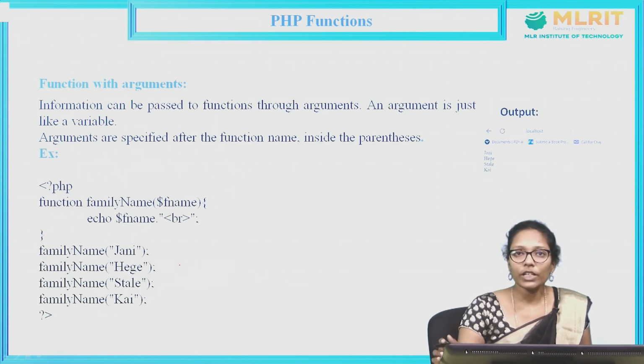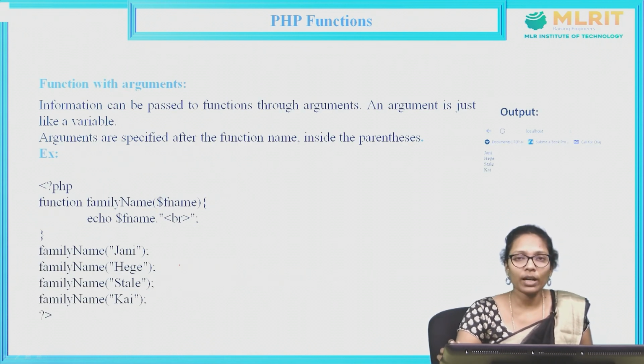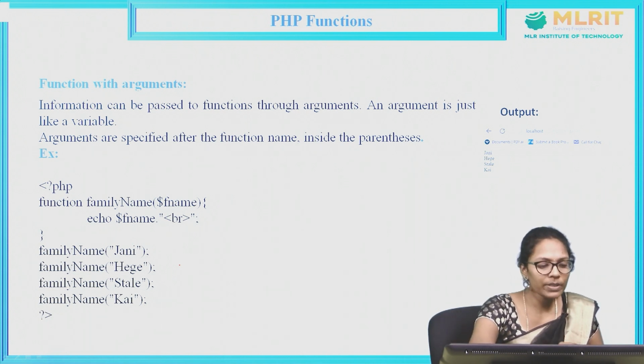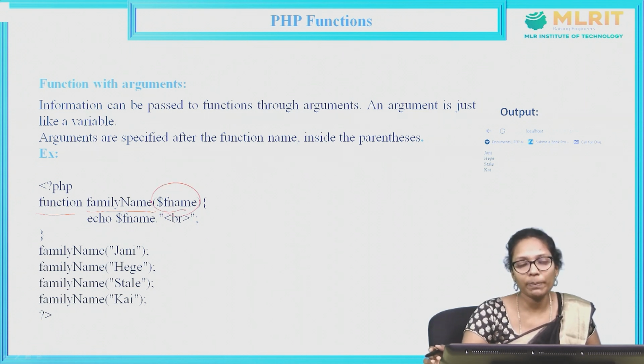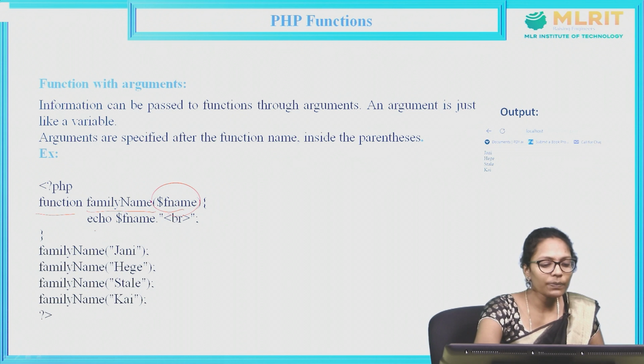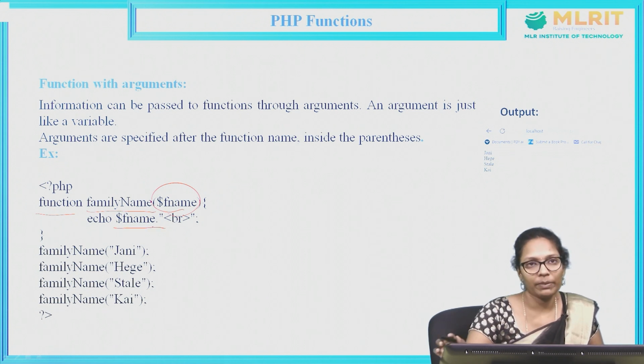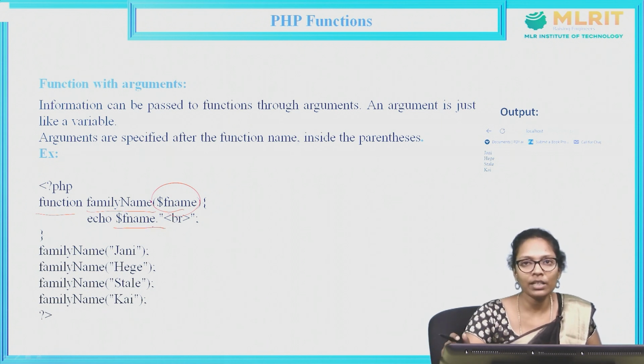So next is function with arguments. In the previous program, we didn't pass any arguments or parameters. Now, the same syntax: function followed by the function name. Here I'm passing a parameter $fname. So now in this function, I'm just printing this $fname. Whatever parameter I get, the same value I'm going to print here.